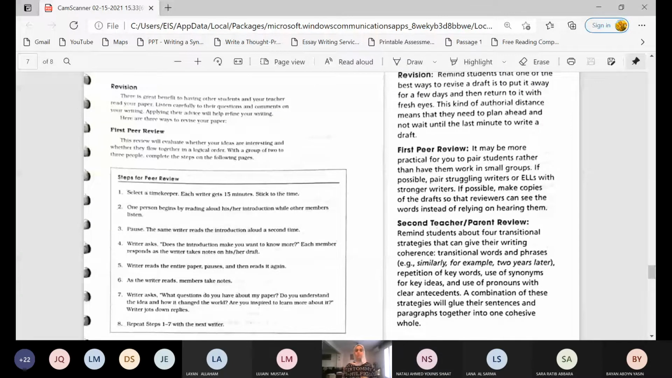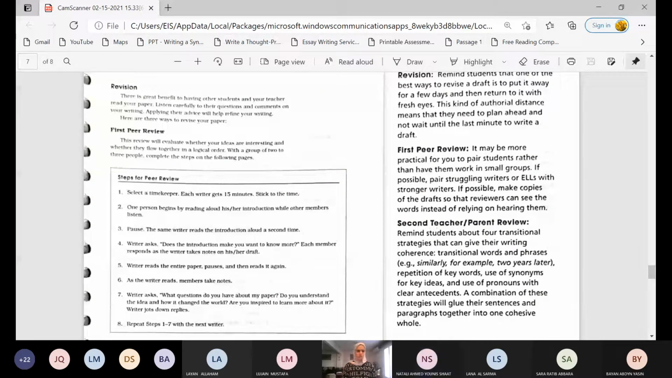Okay? The first, peer review. Remember previous year at school when we were together, we used to switch our writings. You used to switch your writings before you give the writing to me. So first, peer review. Read, Natalie. First peer review will evaluate whether your ideas are interesting and whether they follow together in a logical order. With a group of 2 or 3 people, complete the steps on the following page. Yes, thank you, Natalie. Thank you, dear.